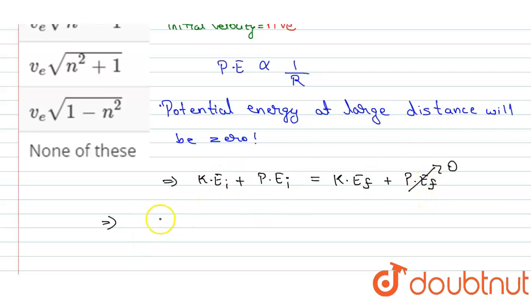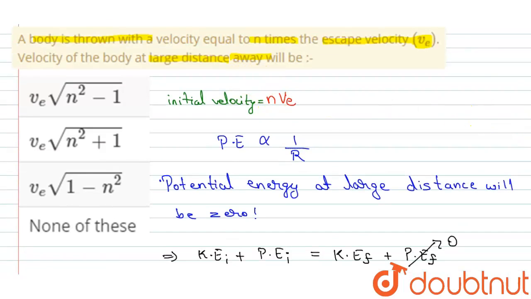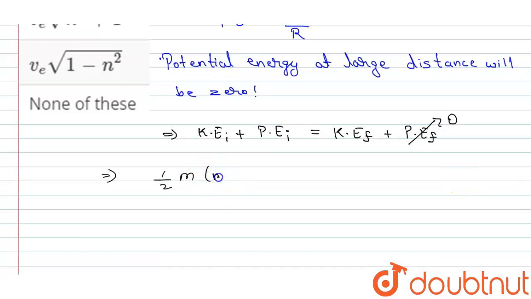Now the initial kinetic energy will be half m times the initial velocity squared, where the initial velocity is n times VE, so n VE square. Now the potential energy at the surface of earth will be equal to minus GMm by R, which is equal to half m v square. Here the final velocity will be v.